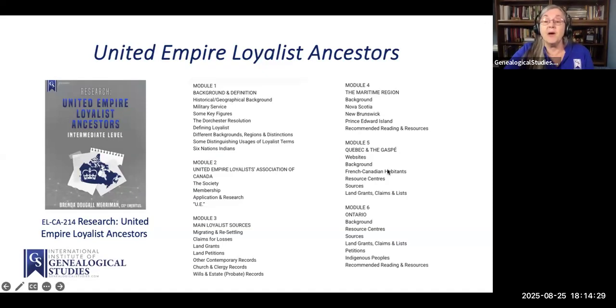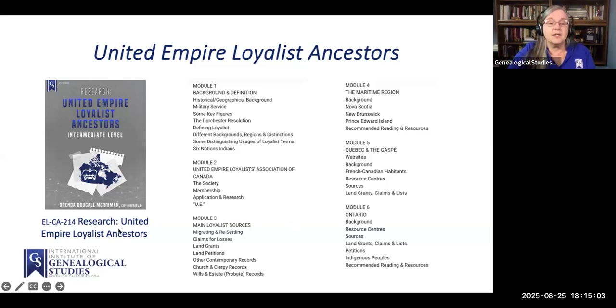Module 5 is Quebec and the Gaspé area and who went there and the settlements. And then Module 6 is Ontario. And Ontario used to be Upper Canada and Quebec used to be Lower Canada. So if you're wondering, that was name changes. So if you're looking for Upper Canada, yes, that was Ontario, where they went, and the Upper Canada land petitions, and the Lower Canada on Library and Archives Canada.